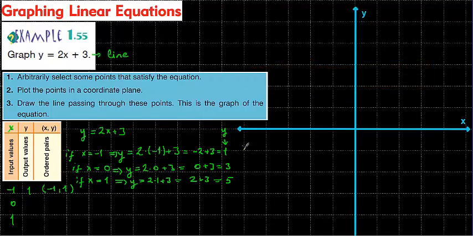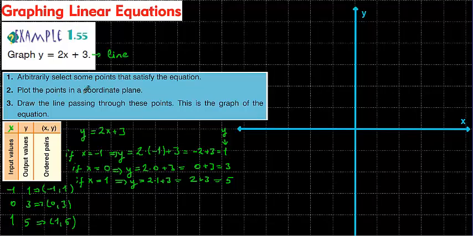It's going to be, by the way, y is equal to 1, 3, and 5. Then the ordered pairs are (0, 3) and (1, 5). Okay, now I'm going to locate these points in the coordinate plane.